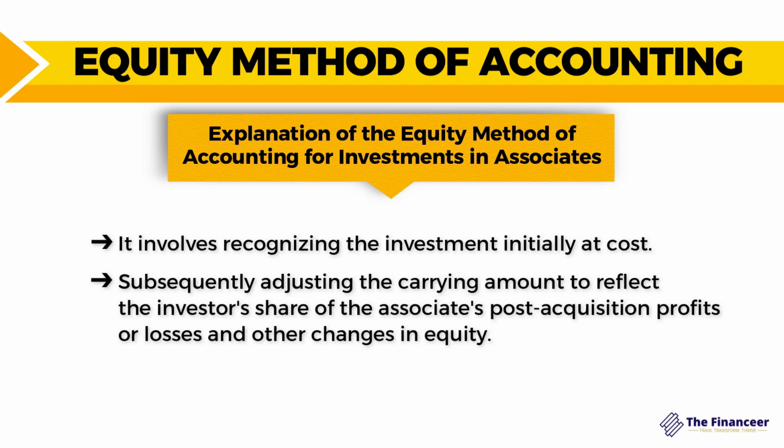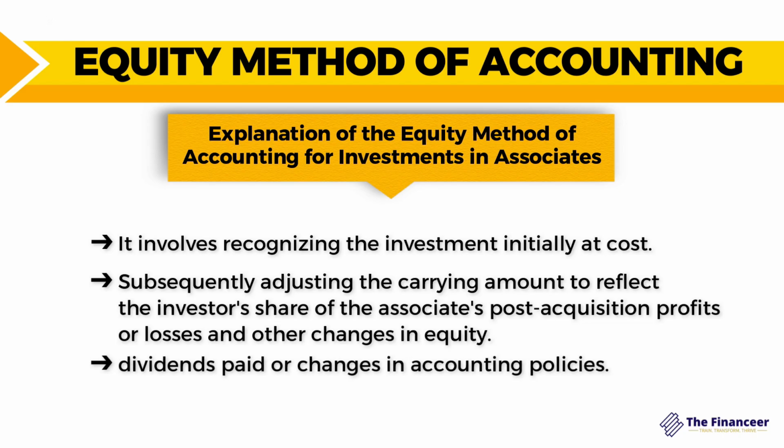The investor also adjusts the carrying amount of the investment for changes in the associate's equity, such as dividends paid or changes in accounting policies as well. Why? Because once the investee pays dividends to the investor, the investor receives part of the profit. This will result in a reduction in the carrying amount or carrying value of the investment. And also, if the investee has some changes in the equity regarding the change in accounting policies, such as gain or loss, income or loss, for example, the investor must also recognize the percentage of this profit or loss related to the changes in accounting policies.